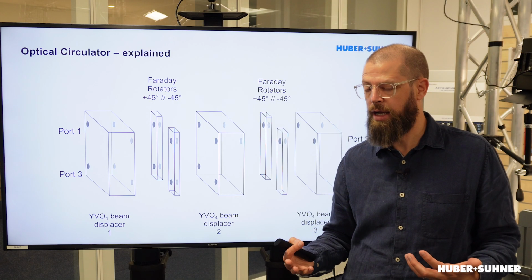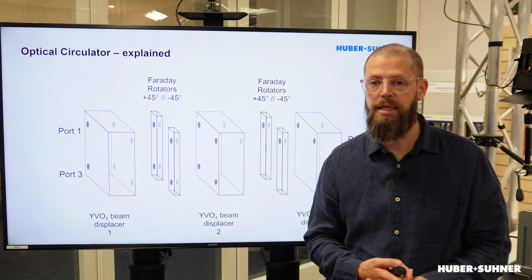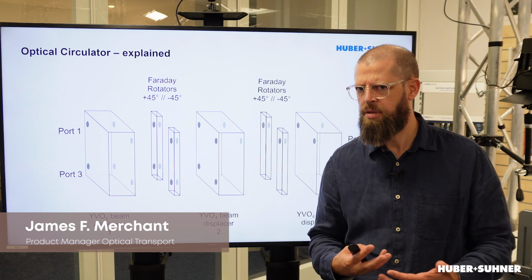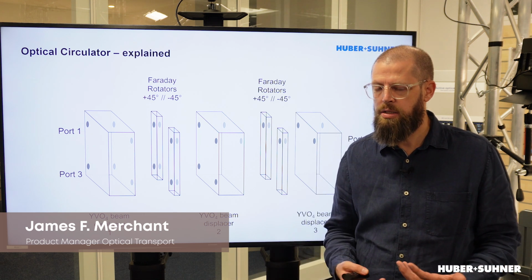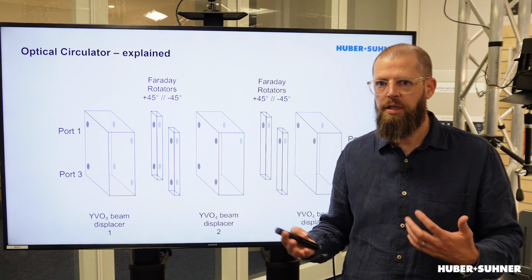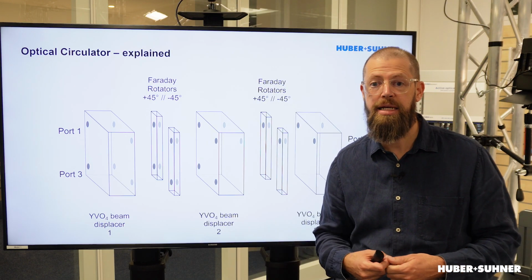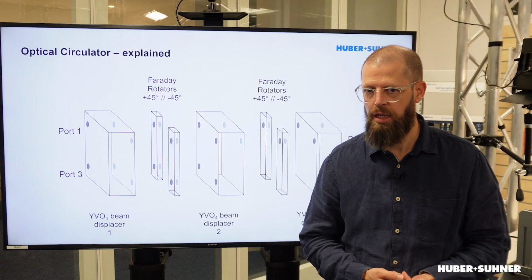WDM uses different wavelengths to combine and separate the individual signals. But an optical circulator does the same thing using the same wavelength. So how does that work? Well, the easiest way to understand how it works is to actually retrace the signals going through the optical circulator.